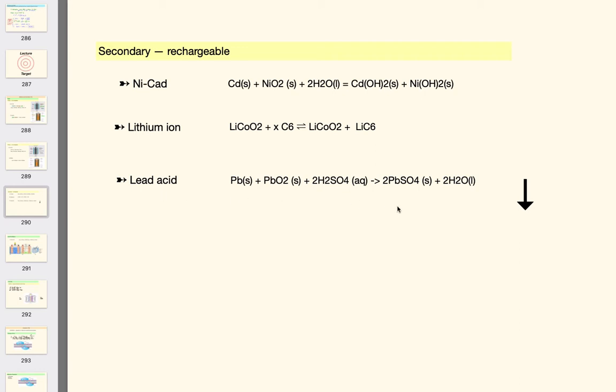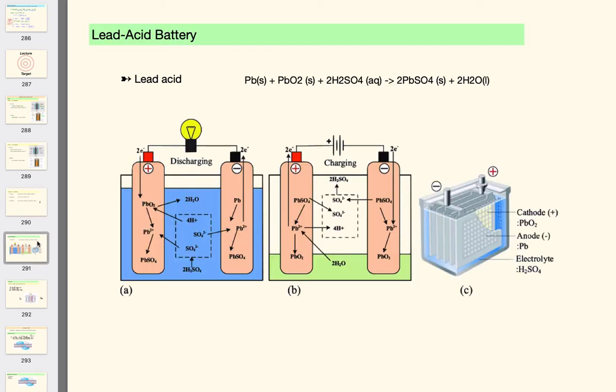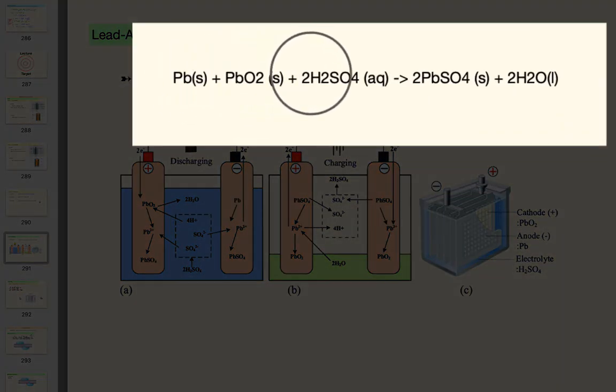I don't really expect you to memorize these equations, but I do particularly want you to understand the last one, and that is the lead acid battery, given that it is so important. It is the car battery. So what happens here? One thing I want you to notice is that two different forms of lead form lead sulfate. They make the same thing. Lead is converted into lead sulfate, and lead oxide is also converted into lead sulfate.